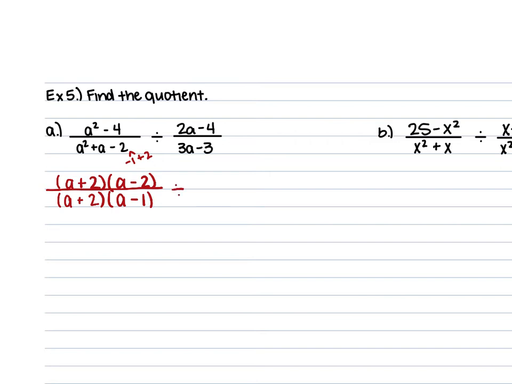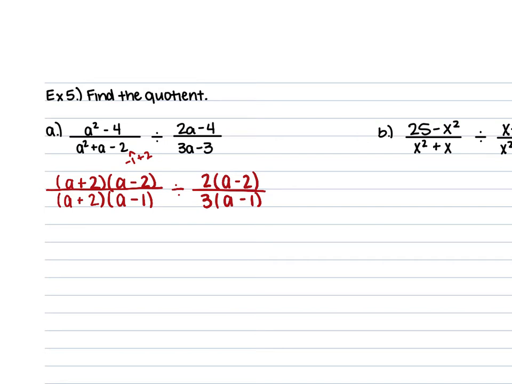For the second fraction, our numerator, we have 2a minus 4. Your greatest common factor between the 2a and the negative 4 is 2. So factor out a 2 to give yourself 2 times a minus 2. In the denominator of that fraction, you have 3a minus 3. Your greatest common factor there is 3. So factor out a 3. It gives you 3 times a minus 1.